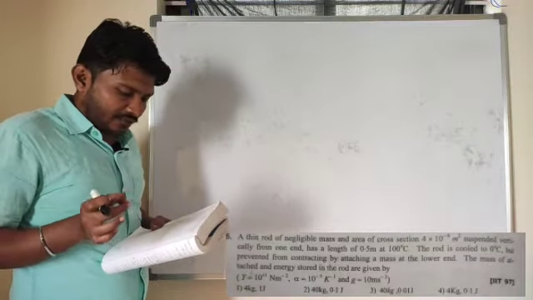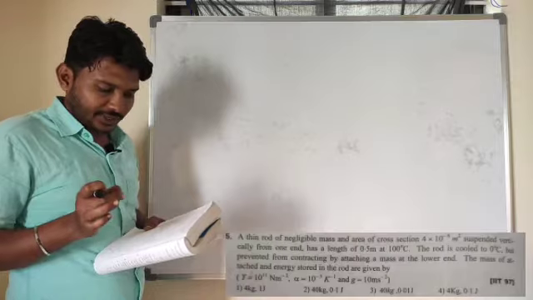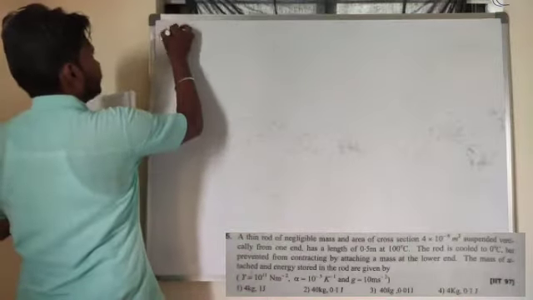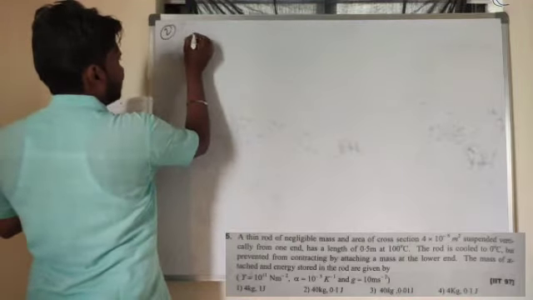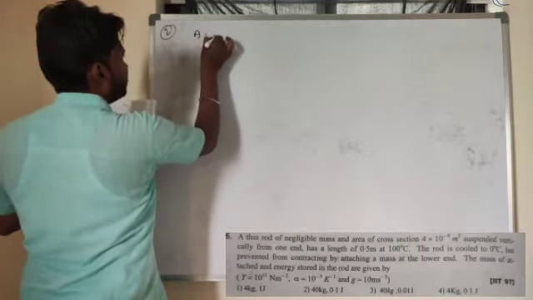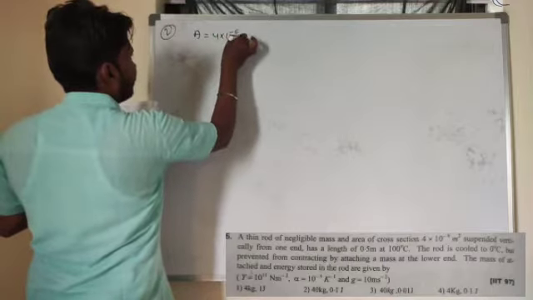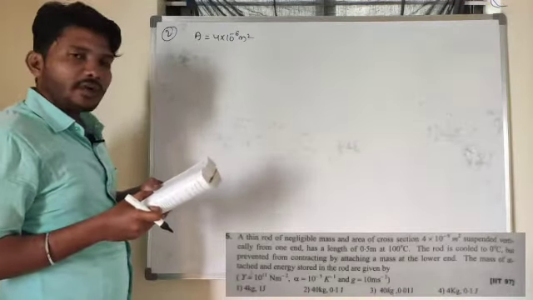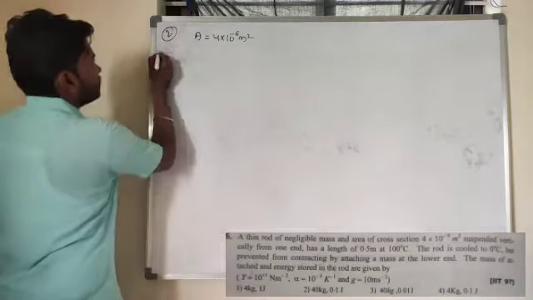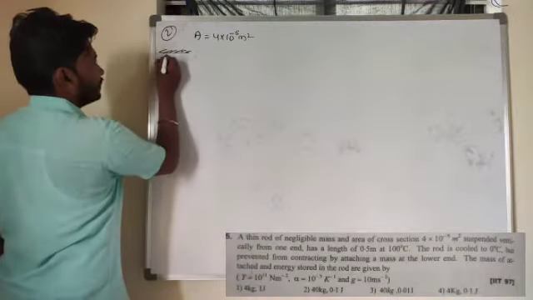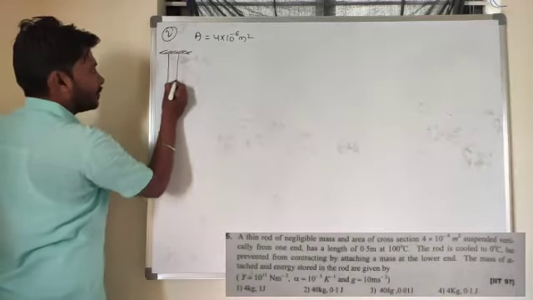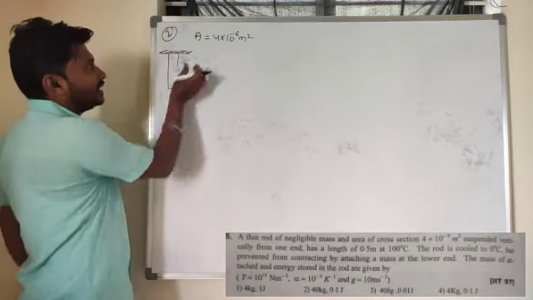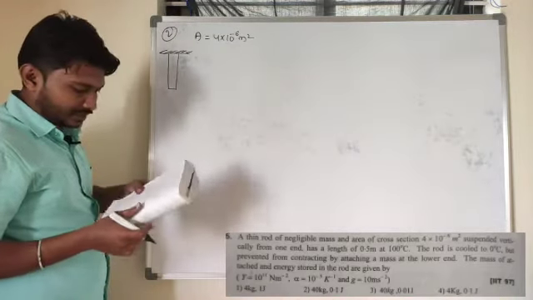A thin rod of negligible mass, area of cross section is 4 into 10 to the power of minus 6 meters square, suspended vertically from one end. So one metallic rod is there, it has negligible mass and its area is 4 into 10 to the power of minus 6 meters square. So look at here. So this is one rigid supporter. From this rigid supporter I am hanging one metallic rod.